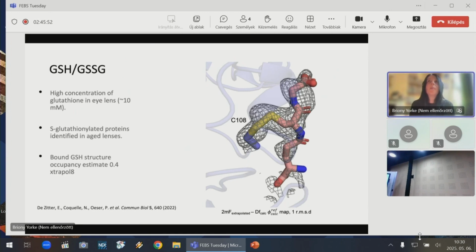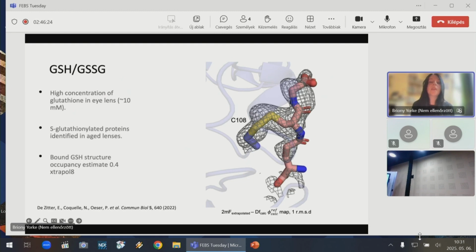So one of the main points here is, although we're looking at adducts with a non-native reducing agent, DTT, we see the same formation of an adduct with the native reducing agent glutathione. The concentration of glutathione in the eye lens is about 10 millimolar, and in previous research using mass spectrometry, S-glutathionylated proteins had been observed in aged lenses.